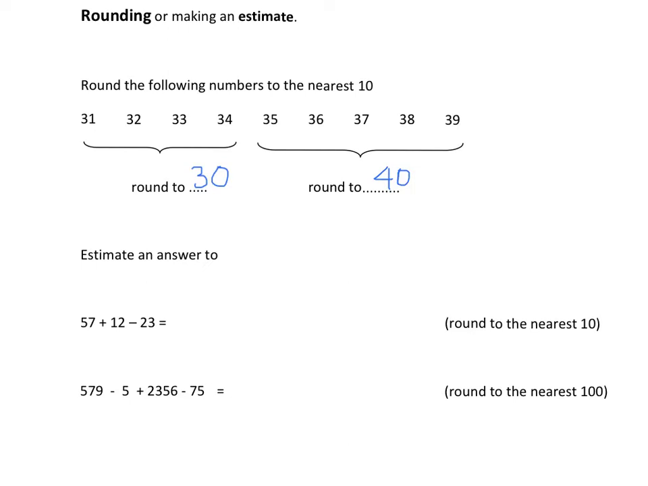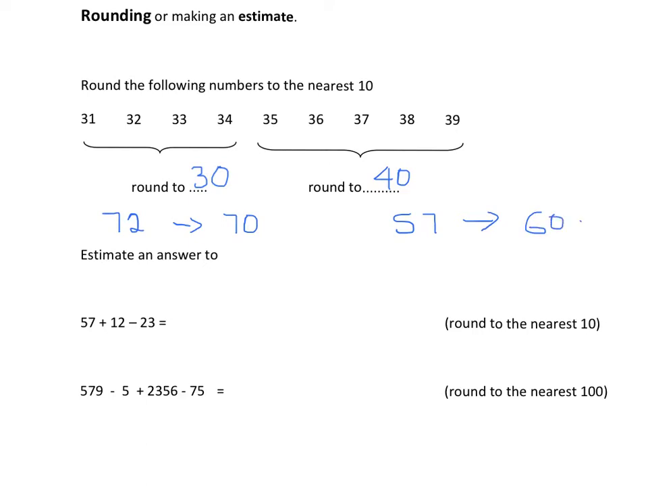So for instance, let's do a little practice. If you have the number 72, that will round down to 70. If you have the number 57, that will round up to 60.